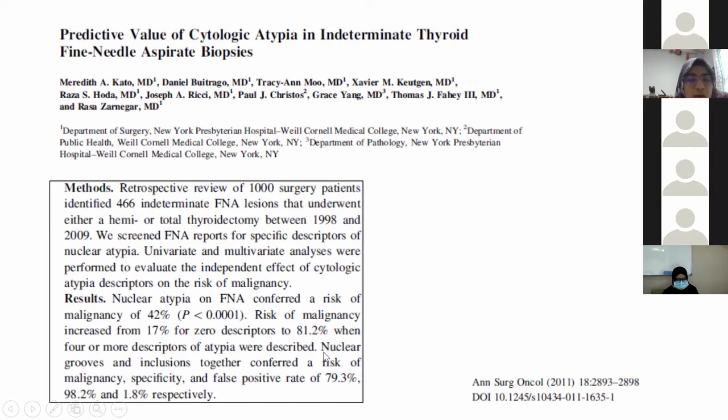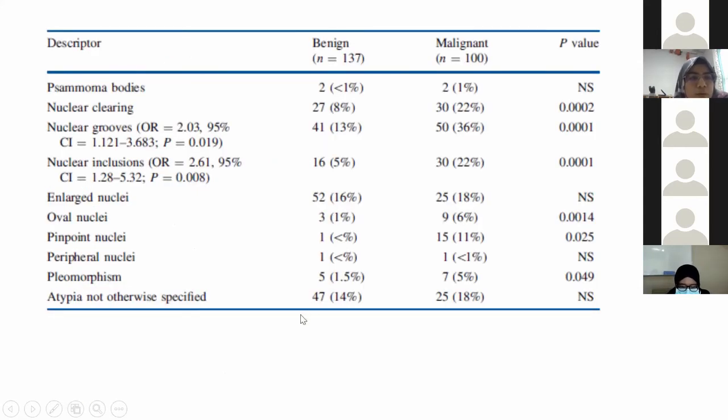The most significant descriptors that they mention in their study are nuclear grooving and inclusions. Those together confer a risk of malignancy of about 79.3% with specificity of 98%, and a false positive rate of less than 2%, 1.8%. So it's very significant for us to mention the presence of nuclear grooving and nuclear inclusions in the cases that are subtle, meaning that we're not sure it's benign but it's not straightforwardly malignant.